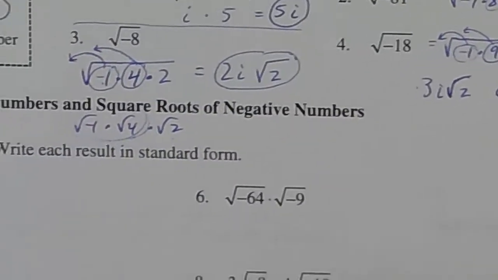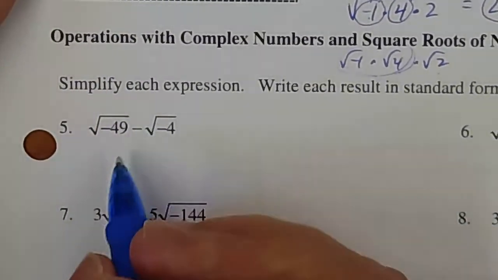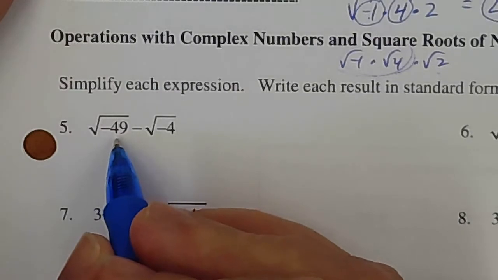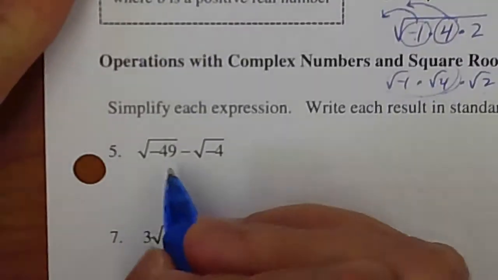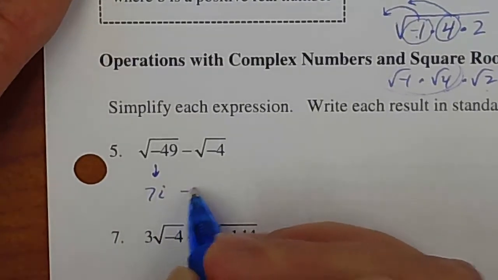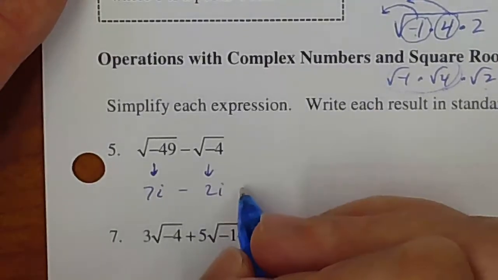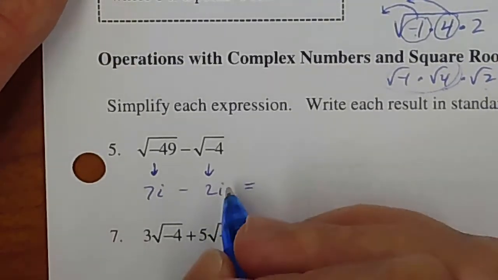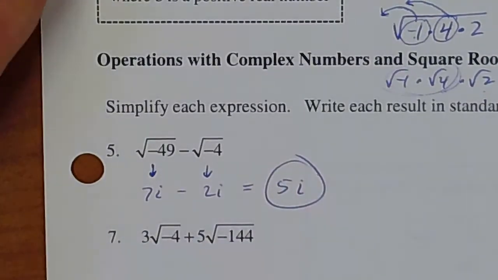Okay, let's take a look at 5. All right, this one has a perfect square. It's really an extension of what we just did. Like here we had a perfect square. This one has a perfect square. It's going to be 7i right here. This one is 2i. We can combine these. These are considered like terms. So we end up with 5i for number 5. Okay.